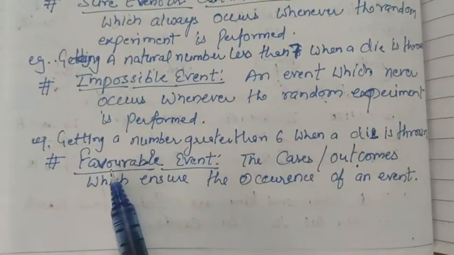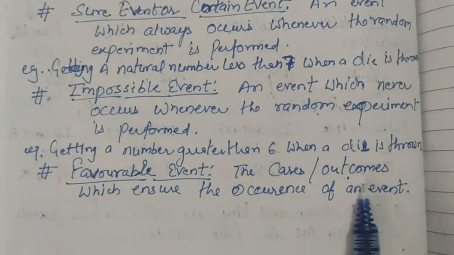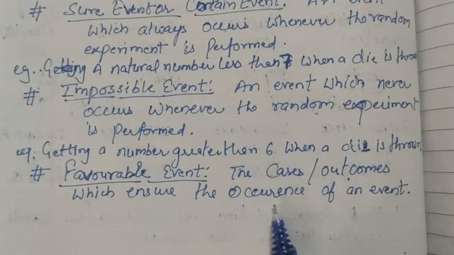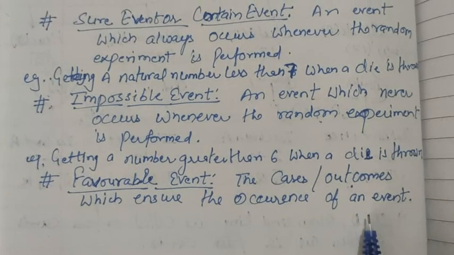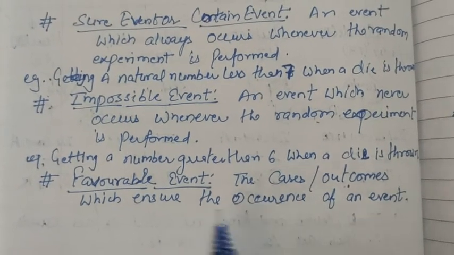Next is favorable event. The cases or outcomes which ensure the occurrence of the event, which are in favor of us, are known as favorable events.